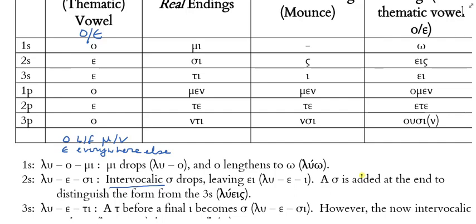There's some other second person forms that have a sigma too. All right, so when that happens, I'm going to be left with ace as the end. So lues. So luo, I loose, lues, you loose. And then for the third singular, it's lu-e-t. T is my real ending here. But again, there are some changes that happen to it.